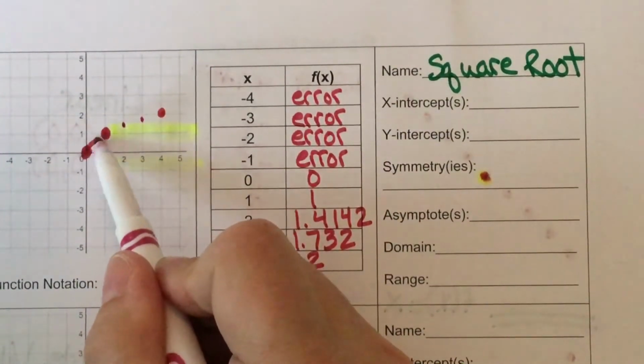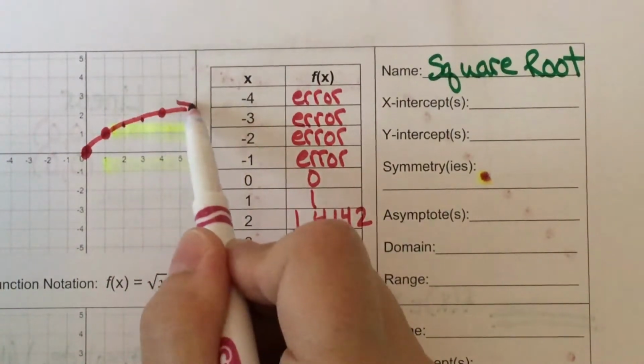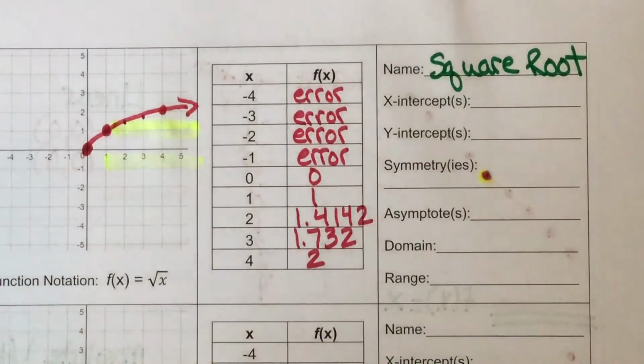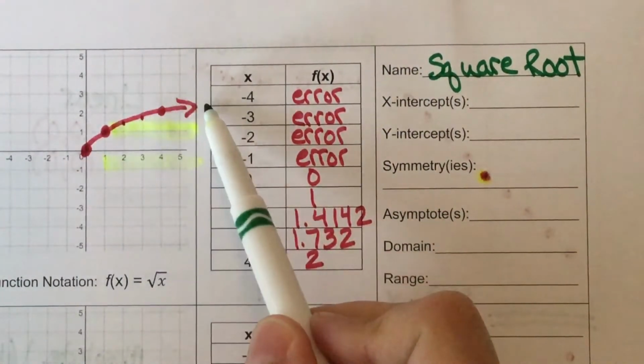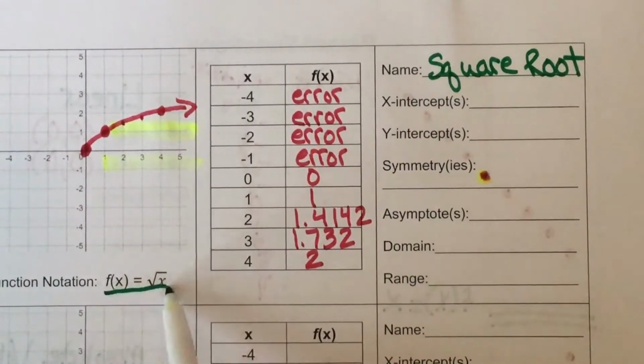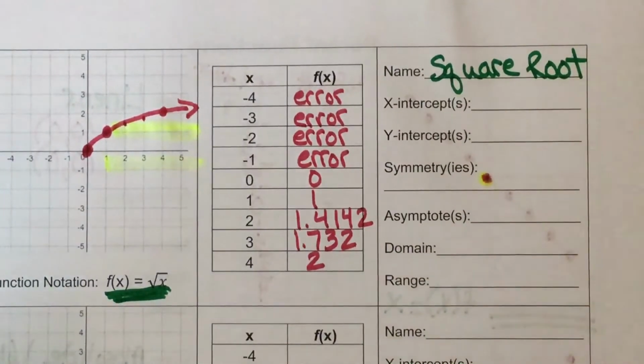And then I'm going to make my graph. And this is what our square root parent function looks like. So the quiz down the road, if you see a picture that looks like this, it's your square root parent, and the equation is f of x equals the square root of x.